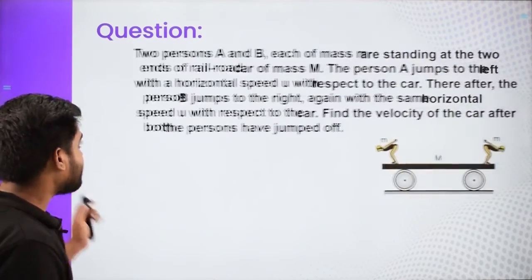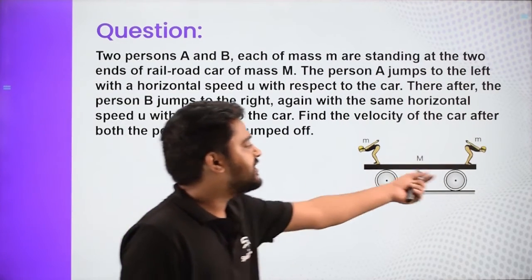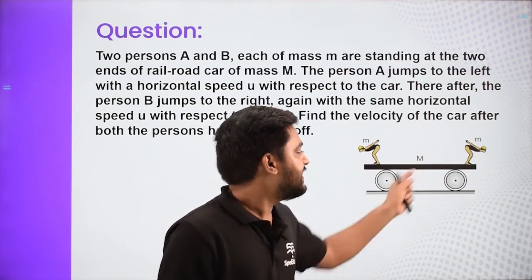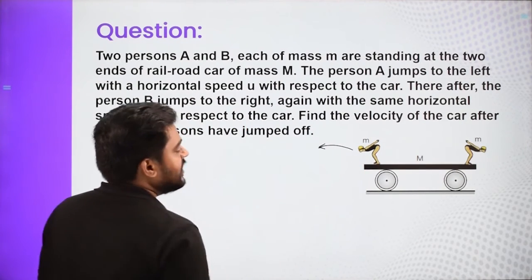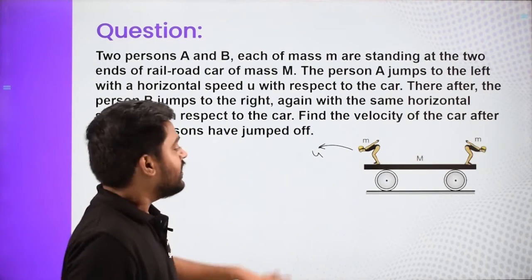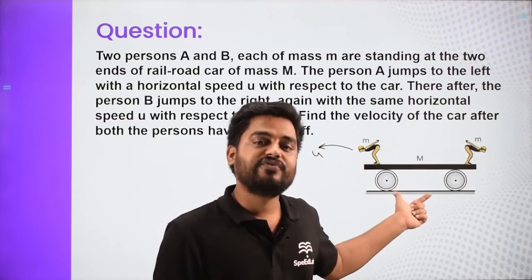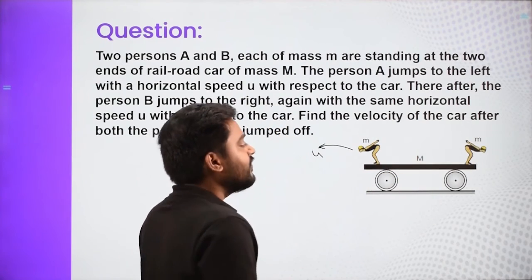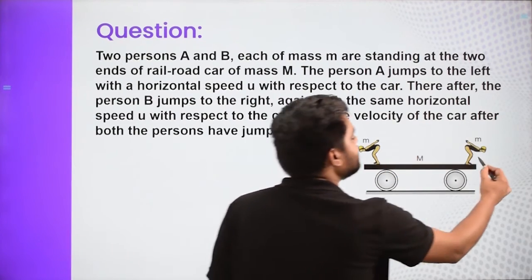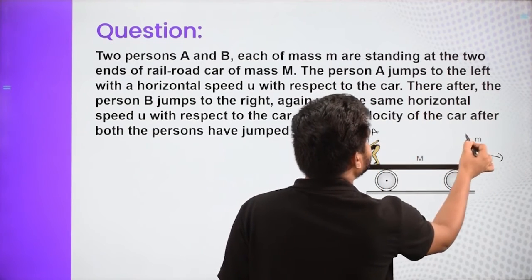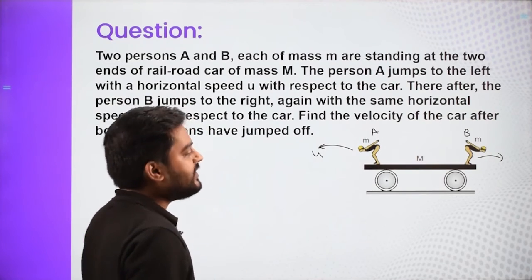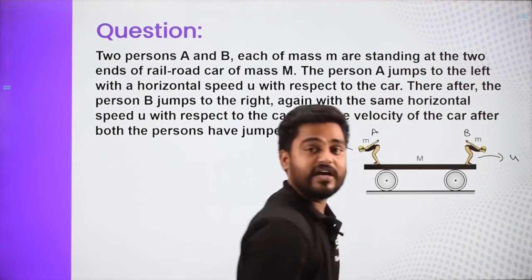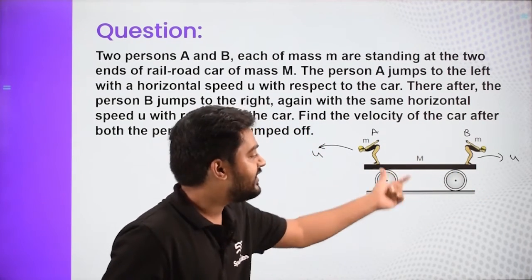Now let us discuss one more question. This question says there are two persons A and B, both having small m mass. The railroad has capital M mass. Now what happens is, the first person jumps with a velocity of u with respect to the current velocity of the railroad car, and then this person also jumps. So this is person A and this is person B. Person A jumps towards the left and person B jumps towards the right, and eventually again he jumps with u, with respect to the railroad, right?